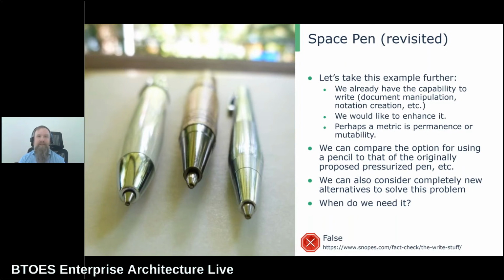So I'm coming back to the space pen example. Earlier, we just simply said we need to be able to write. It was an ability, a capability. There was no metric attributed to it. Now, if I put in a metric, though, it might change the dialogue.